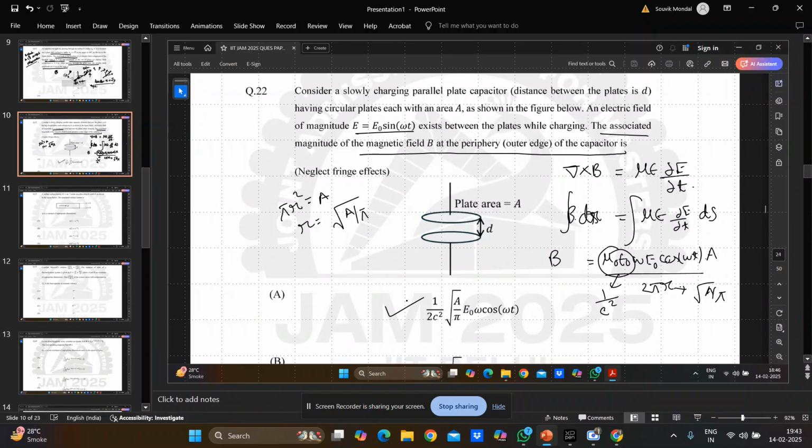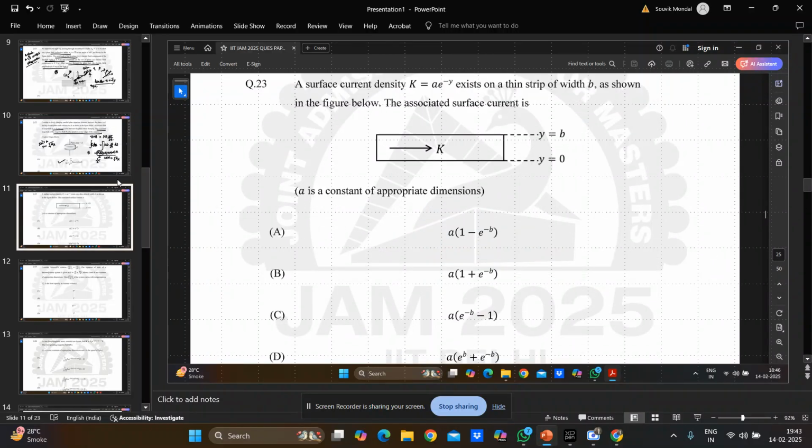And finally you will get this answer. Okay, next one. The surface current density is given on a strip with y equal to 0 to y equal to b, as shown in the figure. So the associated surface current will again be a simple integral of K dy, because K is a function of y, it is varying in the y direction.